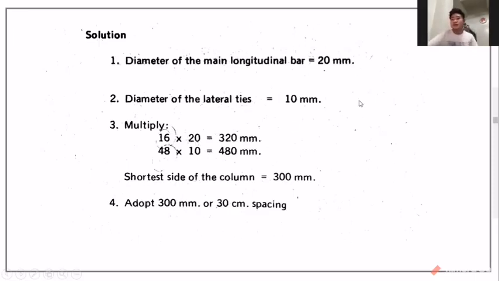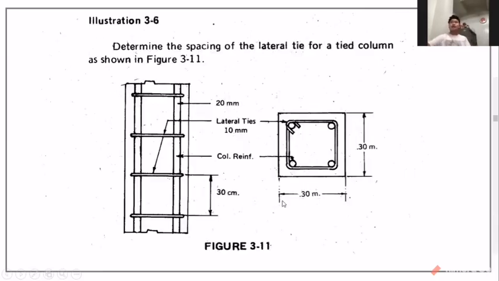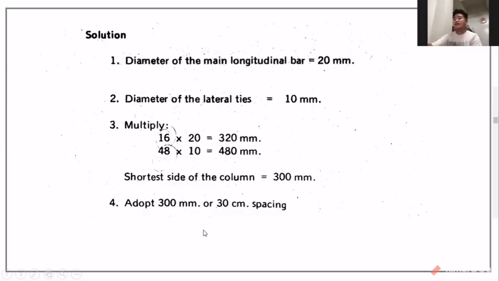So we have 20 millimeter and then 10 millimeter. This is our longitudinal bar. As mentioned, we will multiply this by 16 and the lateral ties by 48. So we have 320 millimeter and 480 millimeter. The shortest side of the column is equal to 300 millimeter, so we need to adopt 300 millimeter, which is equivalent to 30 centimeter spacing. This is the spacing of the lateral tie for a tied column.